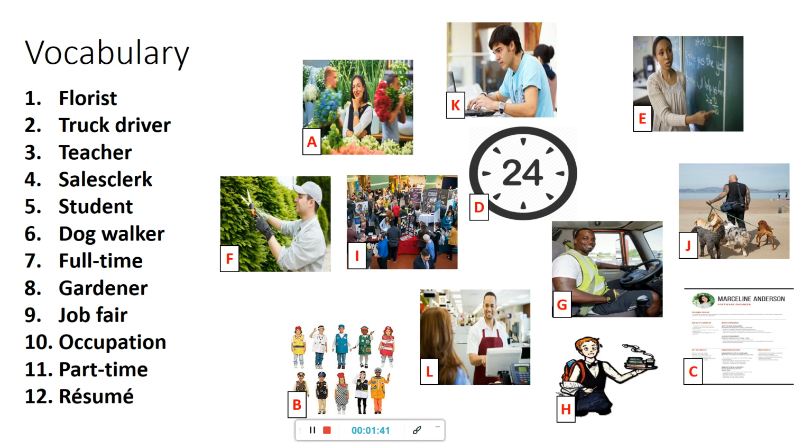Partamos por lo primero con un poco de vocabulario. Dice acá vocabulary. Match the words from 1 to 12 with the letters corresponding to the picture. As usual, pause the video, write down your answers, and then play the video again.